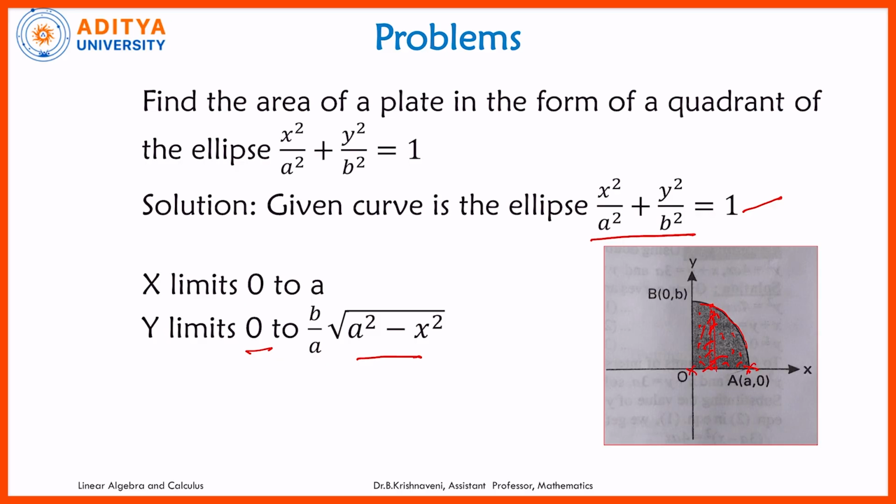Now the x limits in the region of integration are from this point to this point. Since it is an ellipse, we know that the point here is x0, and here it is 0b. So ultimately it is 0, 0 to a, 0. Hence the x limits are from x is equal to 0 to x is equal to a.